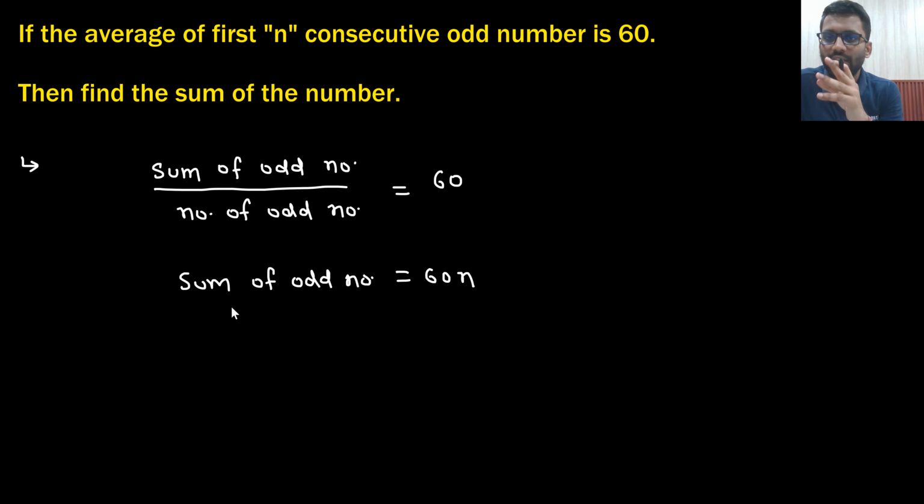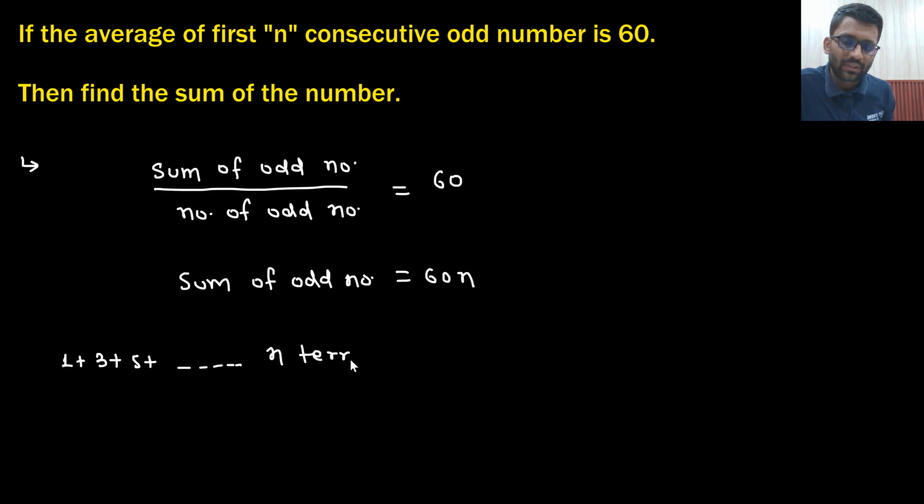The average of first n consecutive odd numbers is 60. So the sum of odd numbers divided by the number of odd numbers is equal to 60. Then the sum of odd numbers is 60n. Let's find the sum of the numbers. Odd numbers only they are saying. So 1 plus 3 plus 5 plus, like that, n terms are there. The number of terms is n.